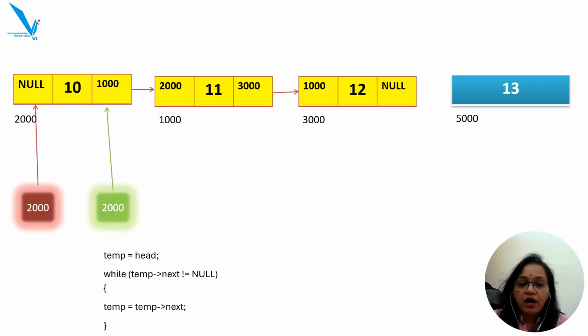So check it out. I have this list already existing. So the yellow ones, 10, 11, 12. These are the elements in my existing list. My head is pointing to the first node at address 2000, right? And I have one temporary pointer. So node star temp I have taken and temp is equal to head. So what value will temp get? Whatever is in head, the same 2000. So head is also pointing to the first node and your temp is also pointing to the first node.